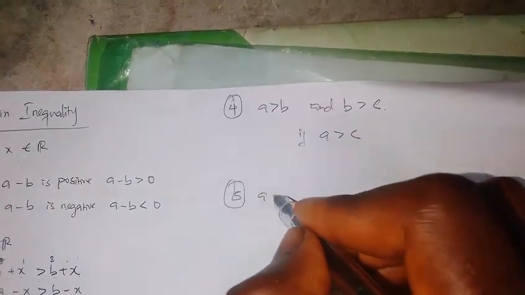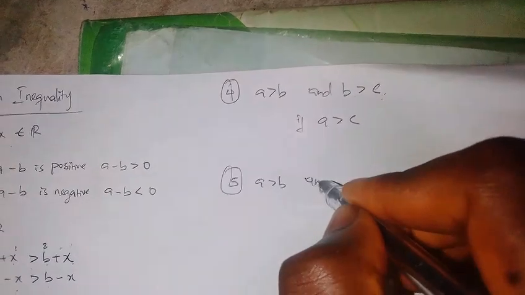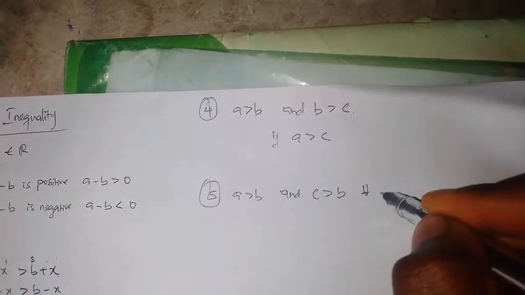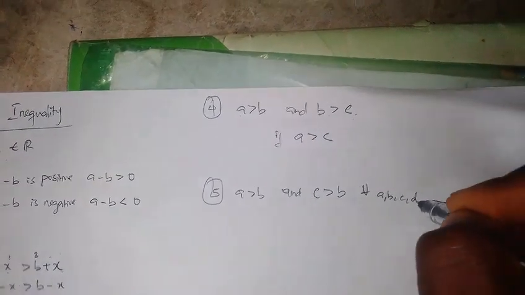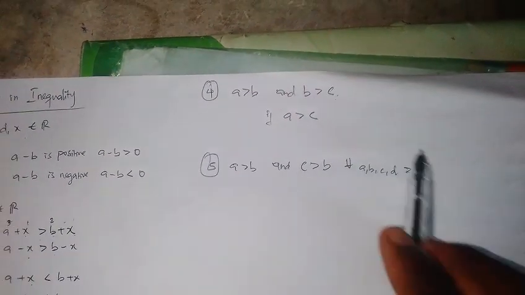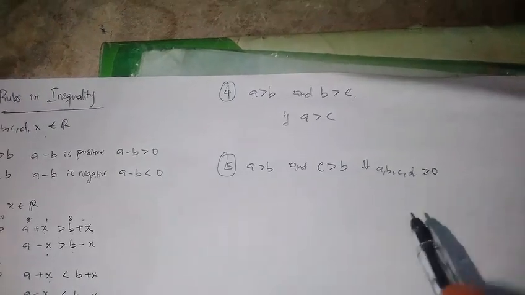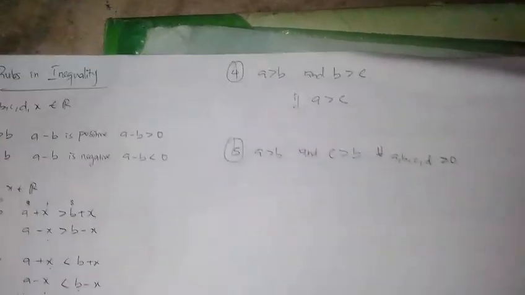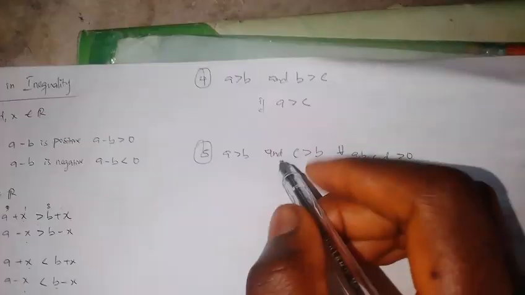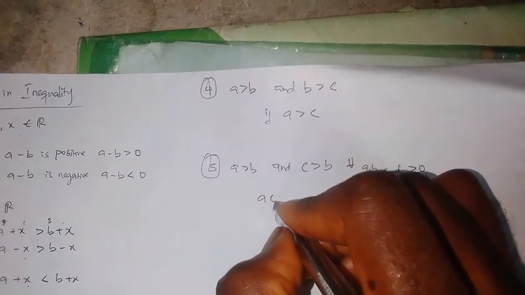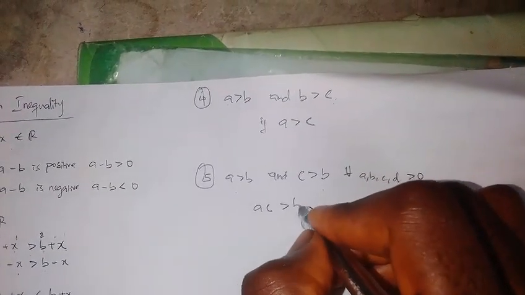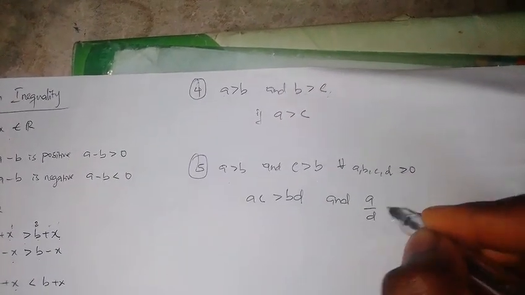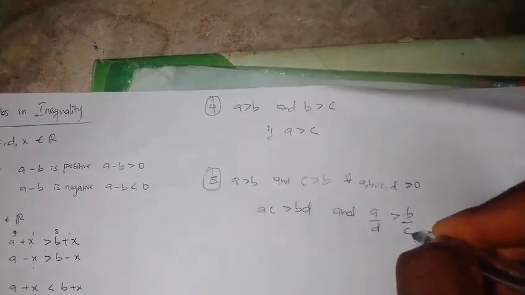Number 5th rule is: A greater than B and C greater than D, for all A, B, C, and D to be positive. If A, B, C, and D are positive, this is greater than this and this is greater than this. What then happens? A times C must always be greater than B times D. And A over D must always be greater than B over C.